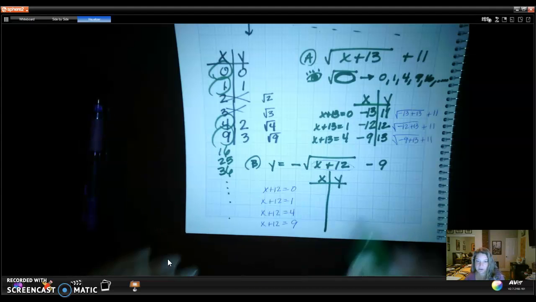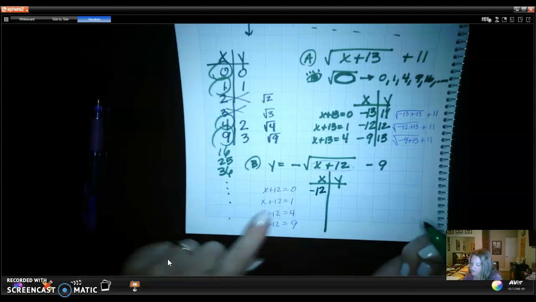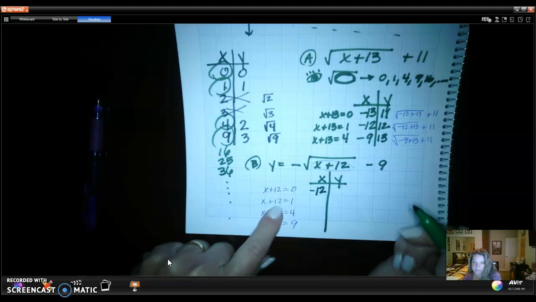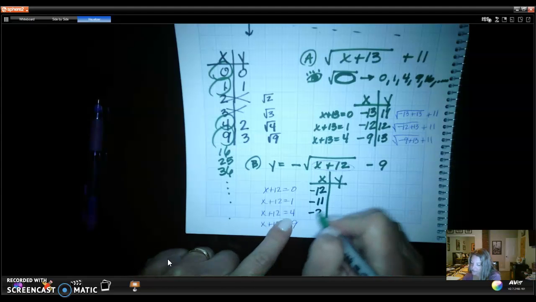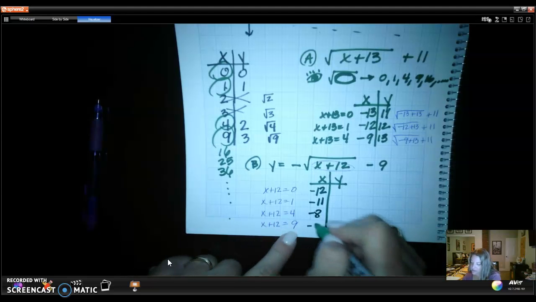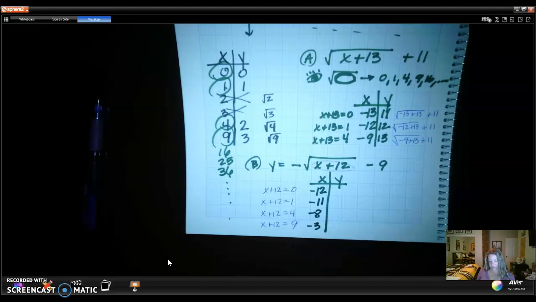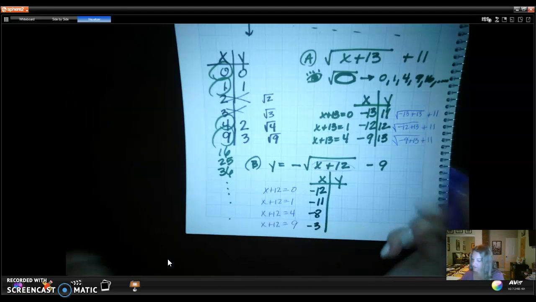When I set it equal to 0, I get negative 12. When I set it equal to 1 and I subtract 12 on both sides, I get negative 11. Subtract 12, I'm going to get negative 8. And then negative 3. So those are the x values that we're now going to go plug in. So let's go do that.